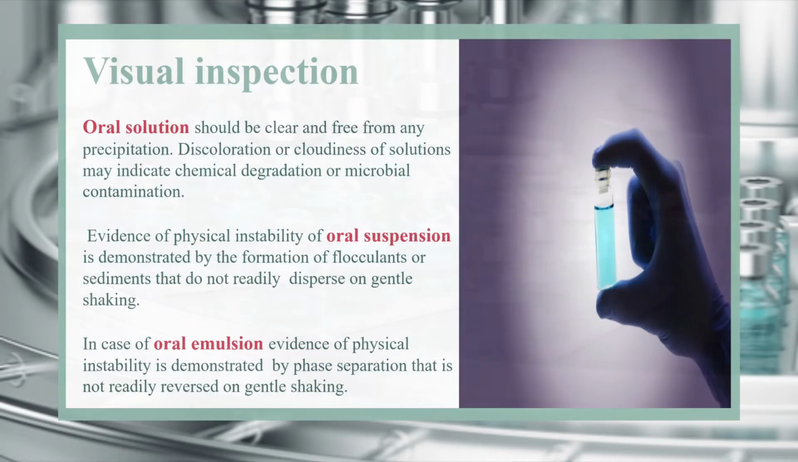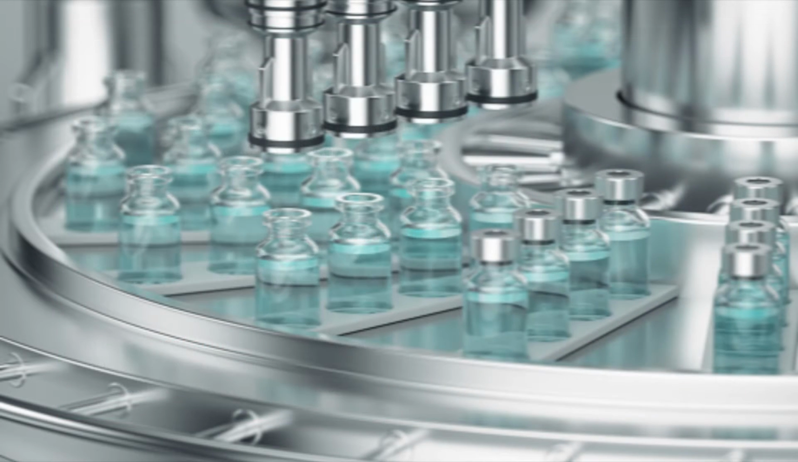General tests. Visual inspection is one of the general tests performed on liquid dosage forms. Oral solutions should be clear and free from any precipitation. Any discoloration or cloudiness of solutions may indicate chemical degradation or microbial contamination. Evidence of physical instability in oral suspensions is demonstrated by the formation of flocculants or sediments that do not readily disperse on gentle shaking, and in case of oral emulsions, evidence of physical instability is demonstrated by phase separation that is not readily reversed on gentle shaking.